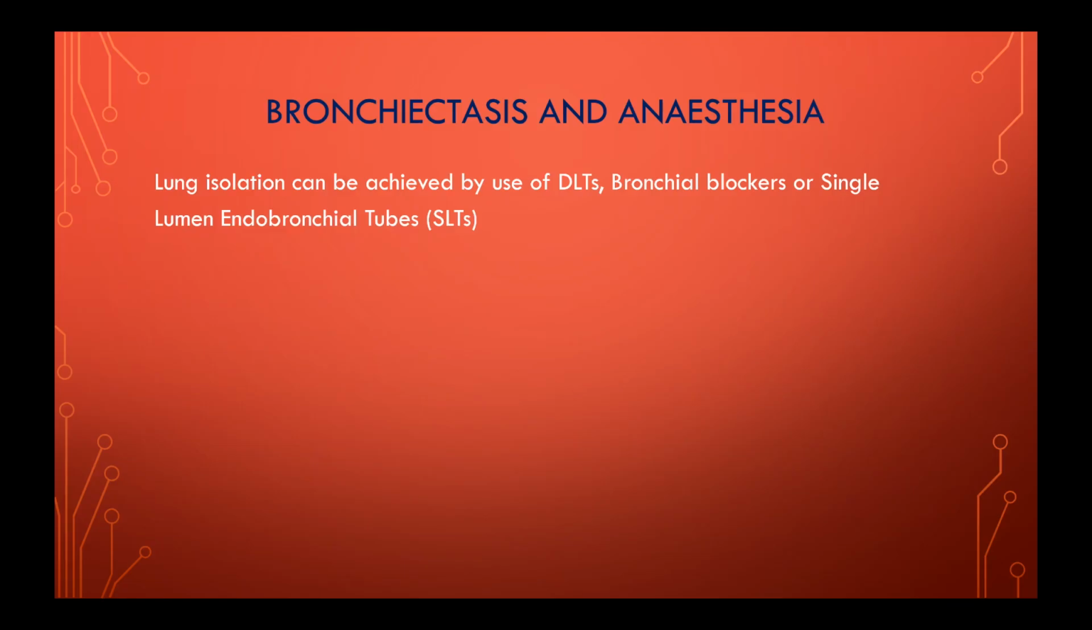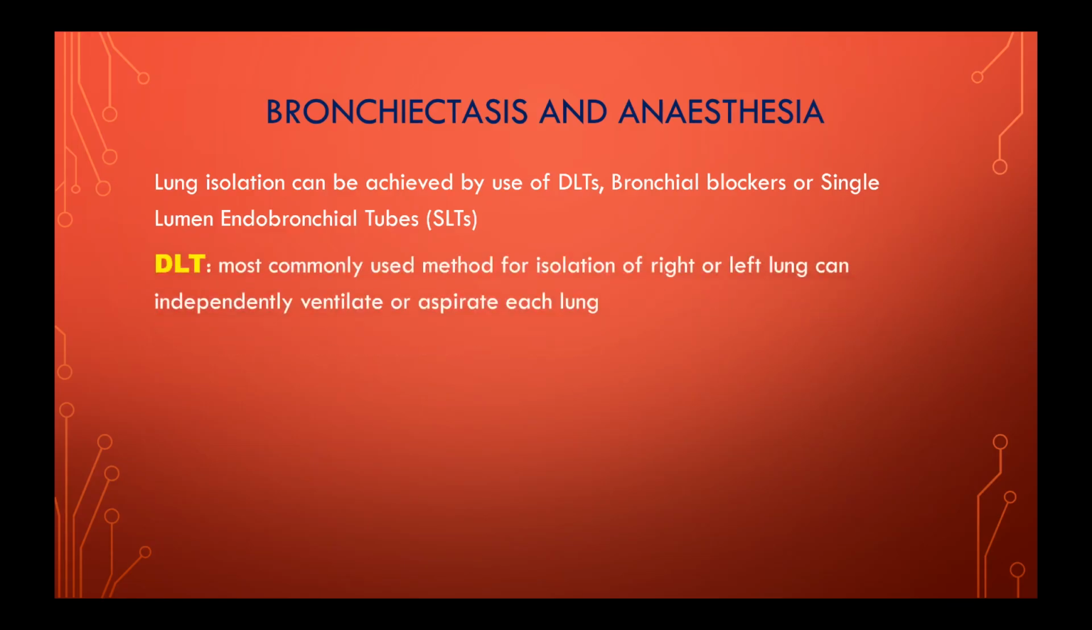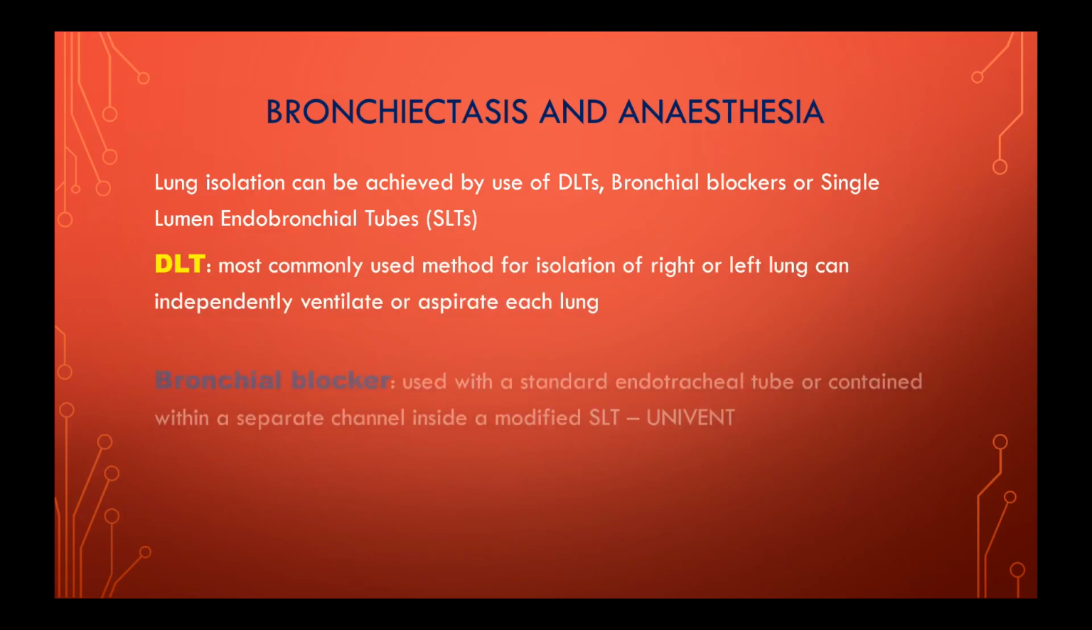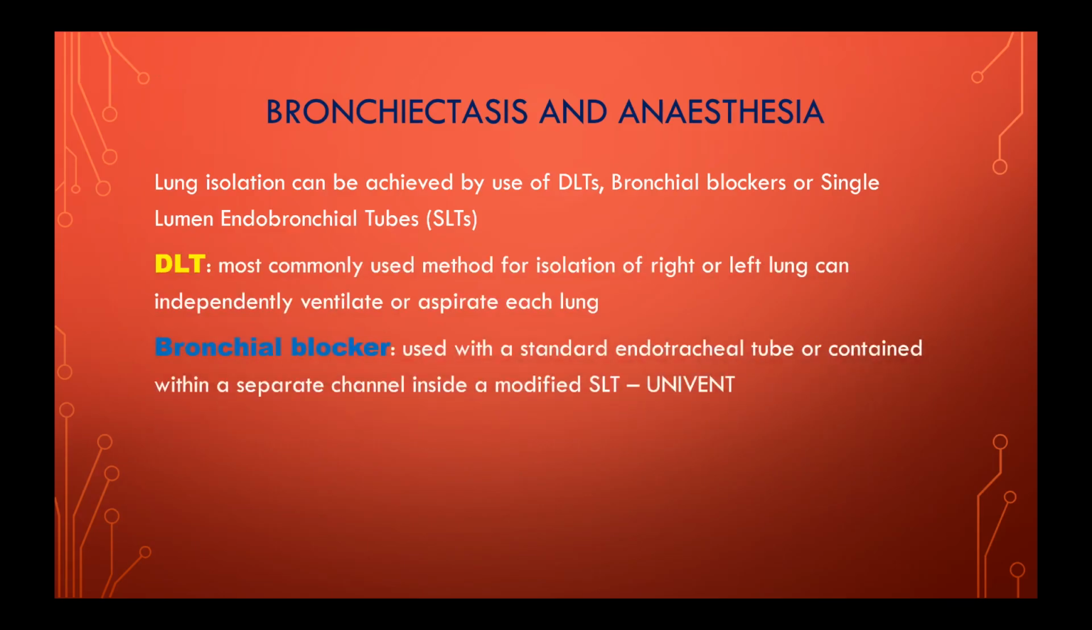And the double lumen tube is the commonly used method for lung isolation. We usually prefer a left-sided double lumen tube because of the increased length of the left main bronchus. And bronchial blockers are used with a standard endotracheal tube, contained within a separate channel inside a modified single lumen tube.